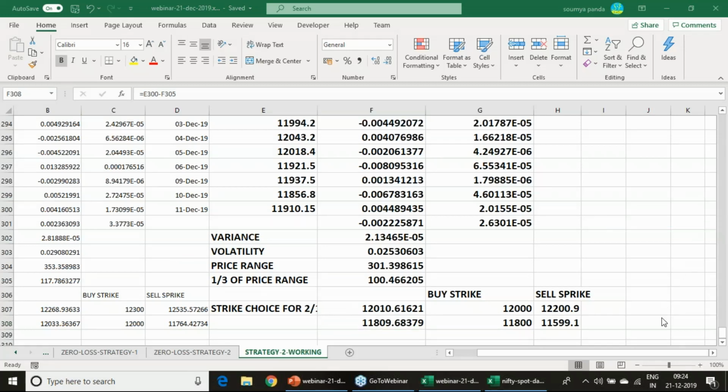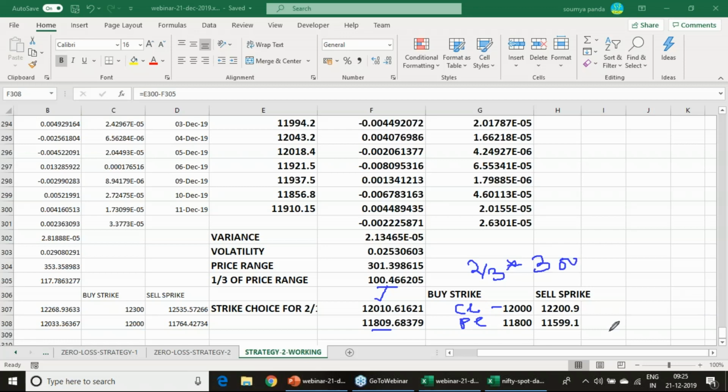So my strike of choice, which strike call to buy and which strike put to buy, will be nearest to this: the 12,000 strike call to buy. This is the call to buy, and 11,809, this is the put to buy. So these two things I have made. Then once I have taken 1/3, I have remaining 2/3, which is 2/3 of 300 points.